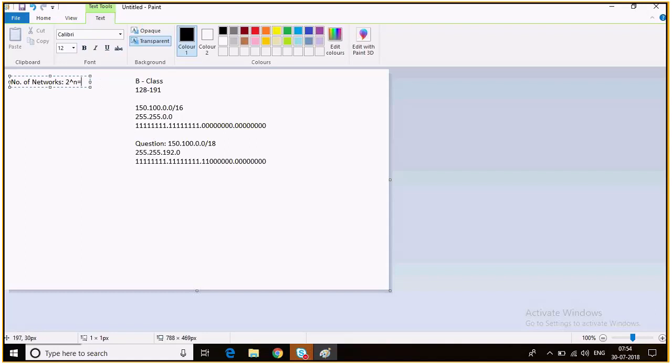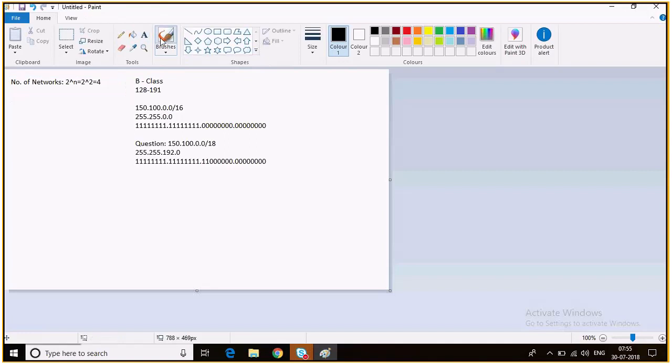So my answer will be 2 raised to power 2, which is equal to 4. So when I subnet using a slash 18 subnet mask for B class addresses, I get the number of networks as 4, right? If I want to draw how this looks, this is how it will look. I'll have one network, and when I divide this using the slash 18 subnet mask, and I'm talking about B class subnets now.